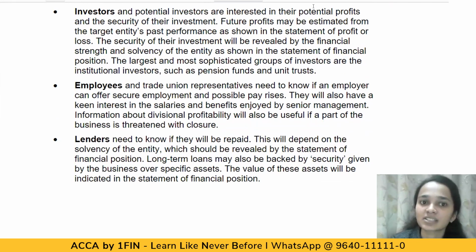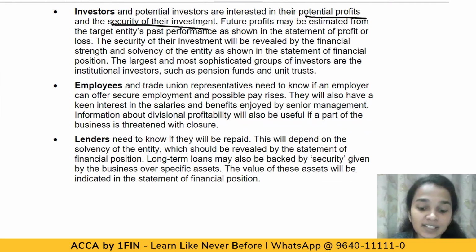So the first one is investors. They are the people who have already invested, or there could be potential future investors. Both types of investor are interested in the potential profits and security of their investment. Now you tell me, will you invest in a company which is consistently making losses and you see that the company has no future ahead? No, definitely not. You will not invest at a place wherein you see there's no scope and no profit which the company will ever make.